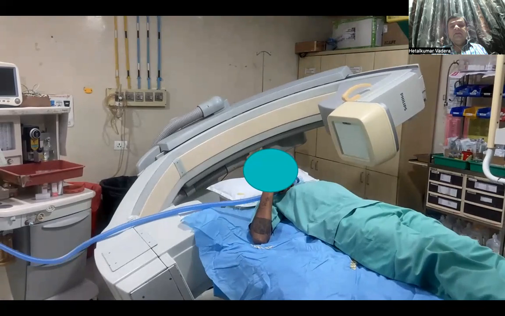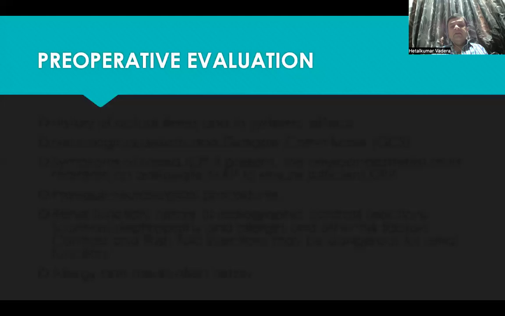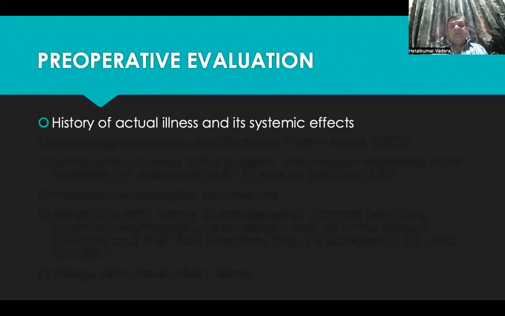You can stay at the foot end of the patient along with a long circuit, or you can manage in a way that the circuit doesn't come in that 360-degree rotation. So these are some important basic things you should keep in mind when you are working inside the cath lab. When the patient comes to you, you should go for preoperative evaluation.